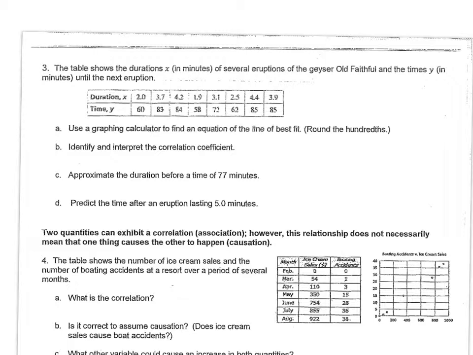The table shows the duration x in minutes of several eruptions of the geyser Old Faithful and the time y in minutes until the next eruption. So we're supposed to do several things here. We're going to use a calculator to find the equation of the line of best fit, and we're going to interpret the correlation coefficient, which is our R value.